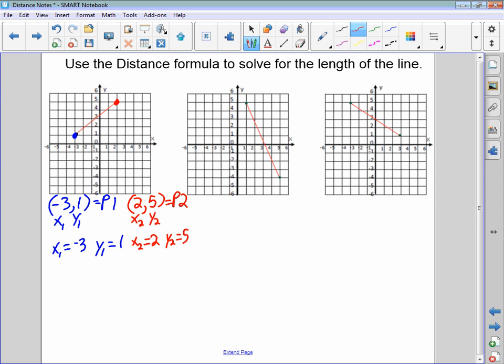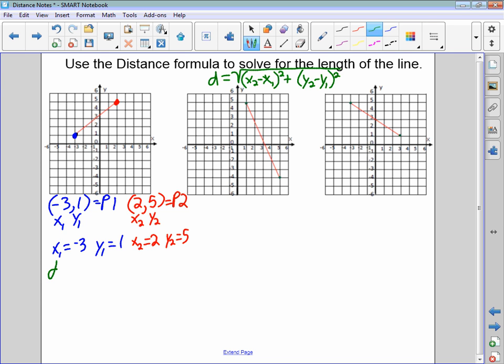Now that we have these values, we can put them into that distance formula. I did not rewrite it on this page, so if you need it, I will write it right up here. It is distance equals the square root of x2 minus x1 squared plus y2 minus y1 squared. I will now substitute in those values for the distance.